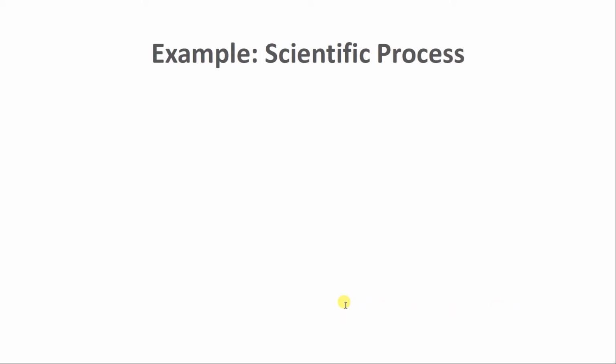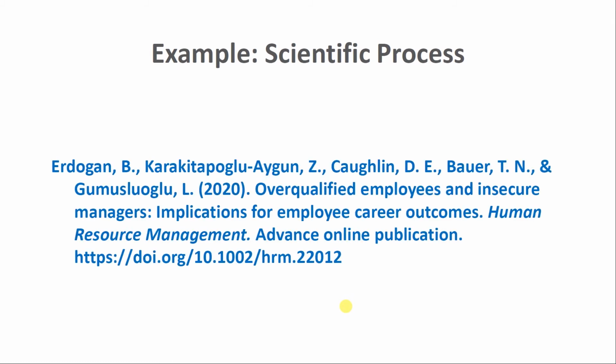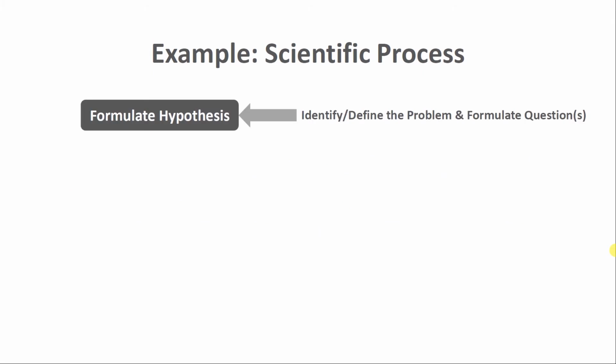So let's take a walk through the scientific process with a concrete example of a study that my colleagues and I published. Now, this study was published in the journal called Human Resource Management, and the title of this study is Overqualified Employees and Insecure Managers: Implications for Employee Career Outcomes. And so again, this is something my colleagues and I published relatively recently. And for that reason, let's walk through this and see how we apply the scientific process here when working with data from a real organization.